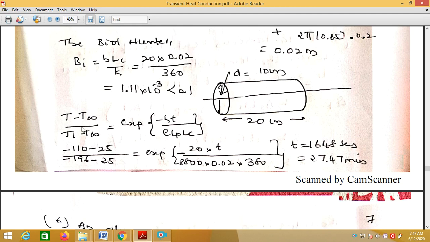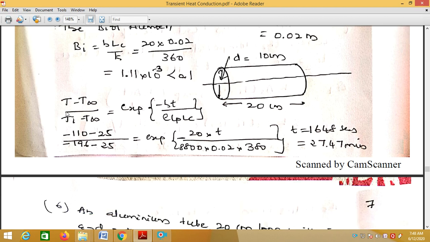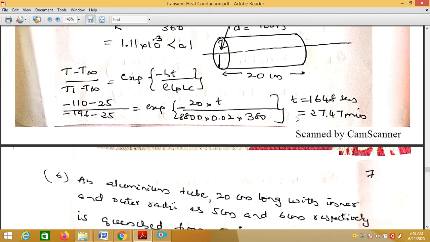So we know that T minus T infinity divided by Ti minus T infinity equals exponential of minus h t divided by rho Cp Lc, into t. The temperature attained by the cylinder is minus 110 degrees centigrade, and the initial temperature of the cylinder is minus 196 degrees centigrade. Substituting these values, we get t equal to 1648 seconds, which is 27.47 minutes. So these are the things.